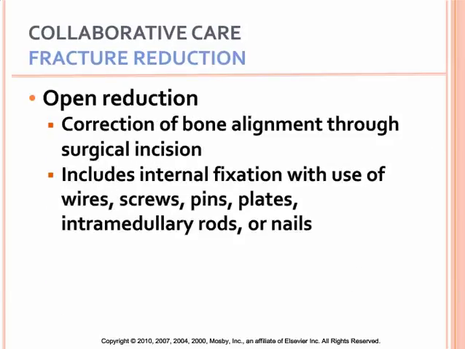Open reduction is correction of the bone alignment using a surgical incision, and the addition of internal fixation, which uses screws or wires, pins, intramedullary rods, plates, or nails. The type and location of fracture, the age of the patient, the presence of concurrent disease, and whether they've already tried to do a closed reduction influences the decision to whether to use open reduction.